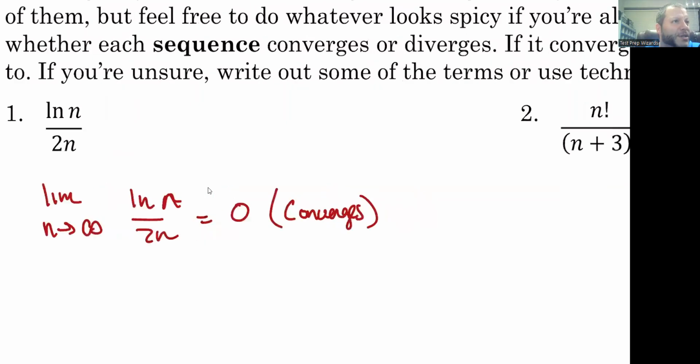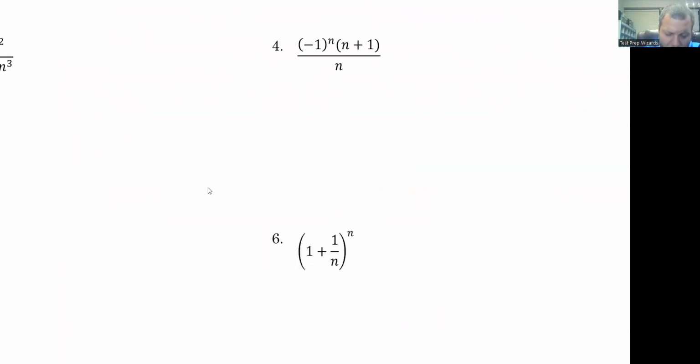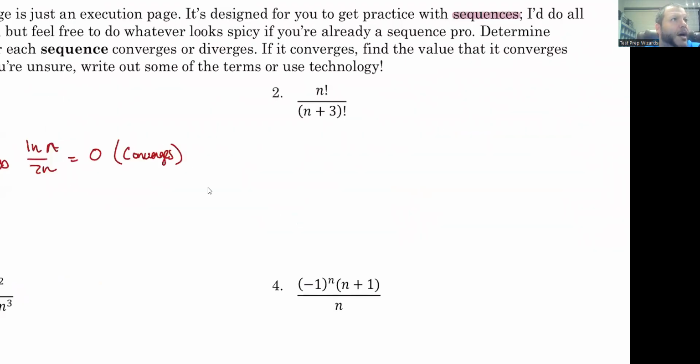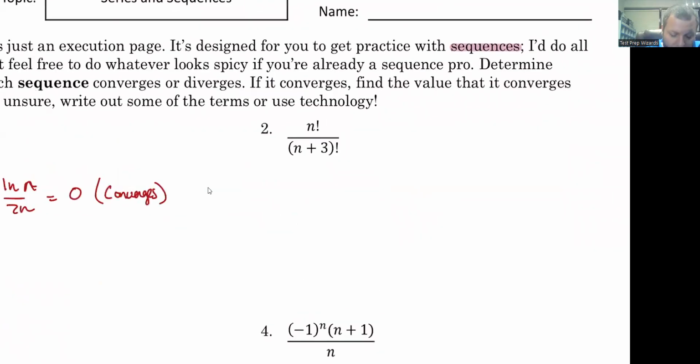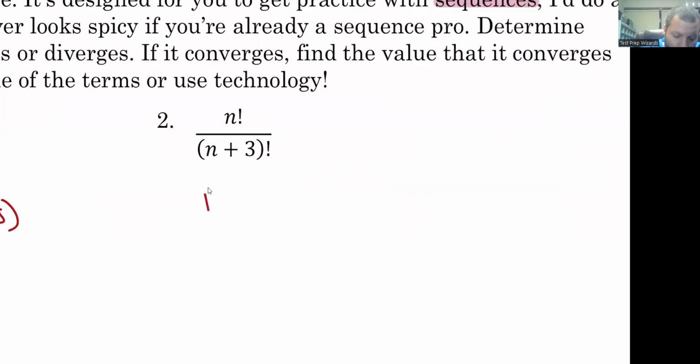All right, so if I looked at question 2, I'll do, I don't know, I'll do 4 of these things. So same thing for question 2. We would take the limit as n approaches infinity. So we want to rewrite this a little bit because we have factorials, right? So n factorial over n plus 3 factorial, right? So you might know that this is going to be larger, right? So it's going to dominate.